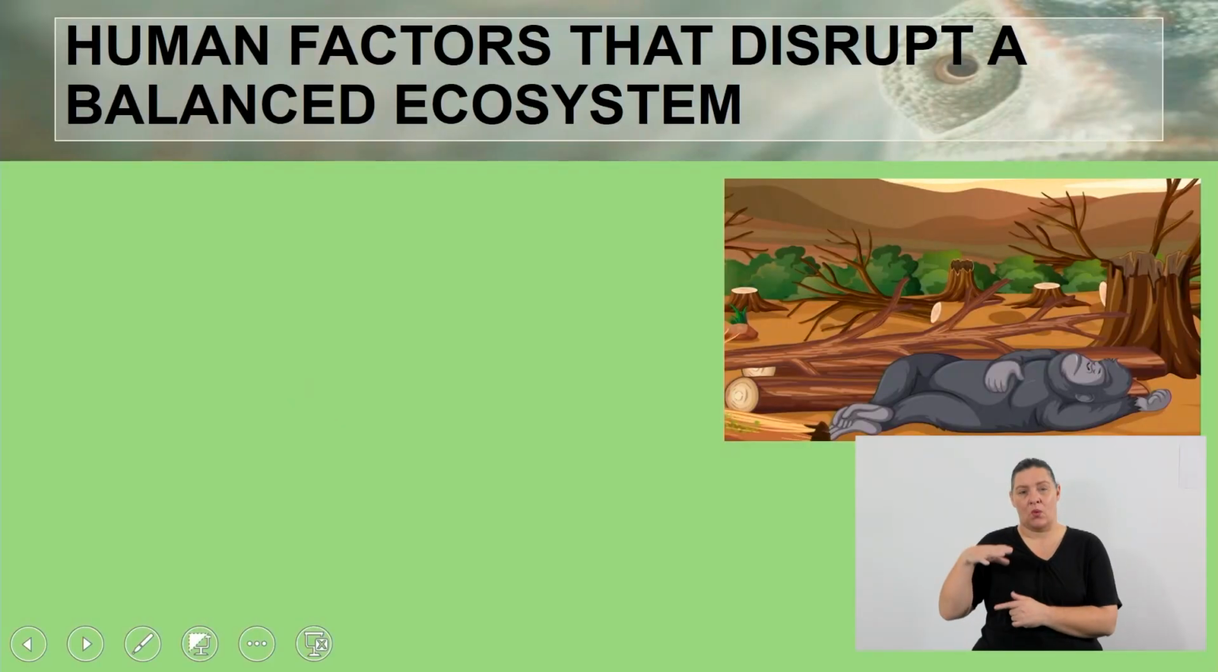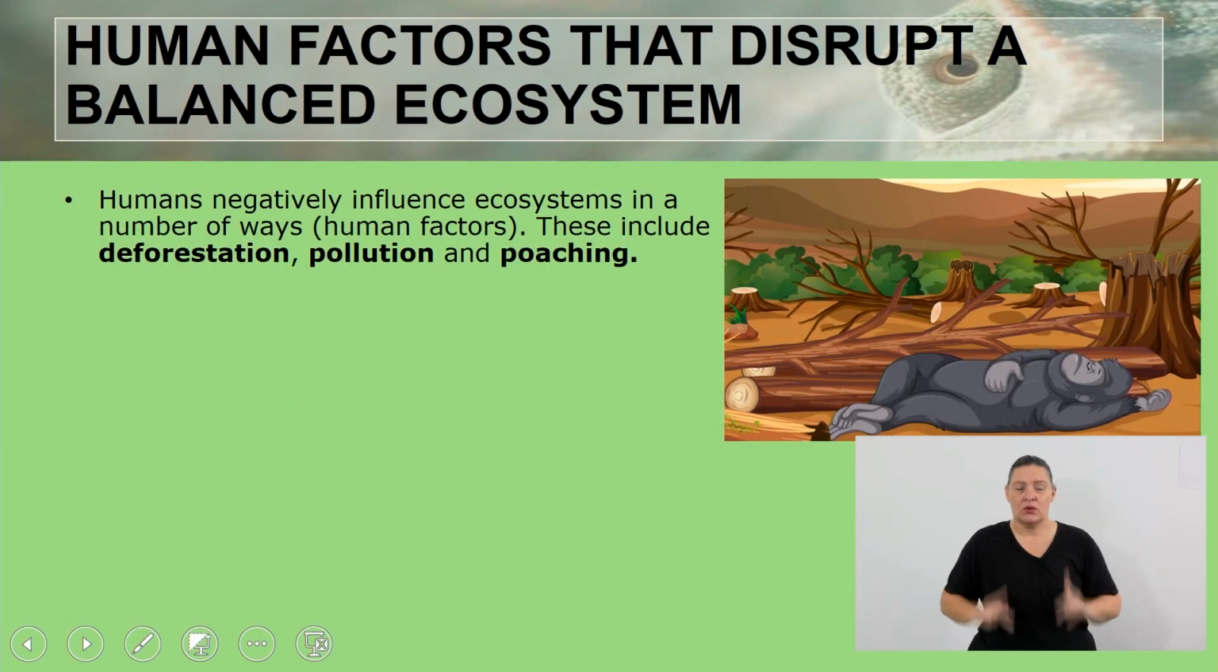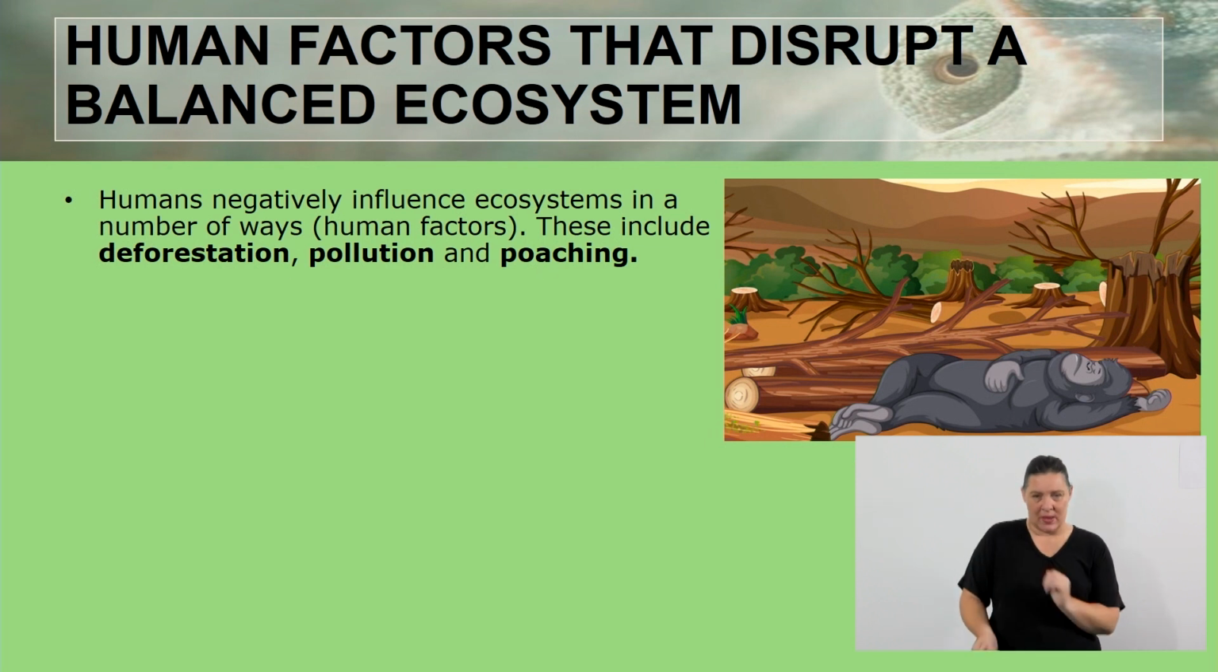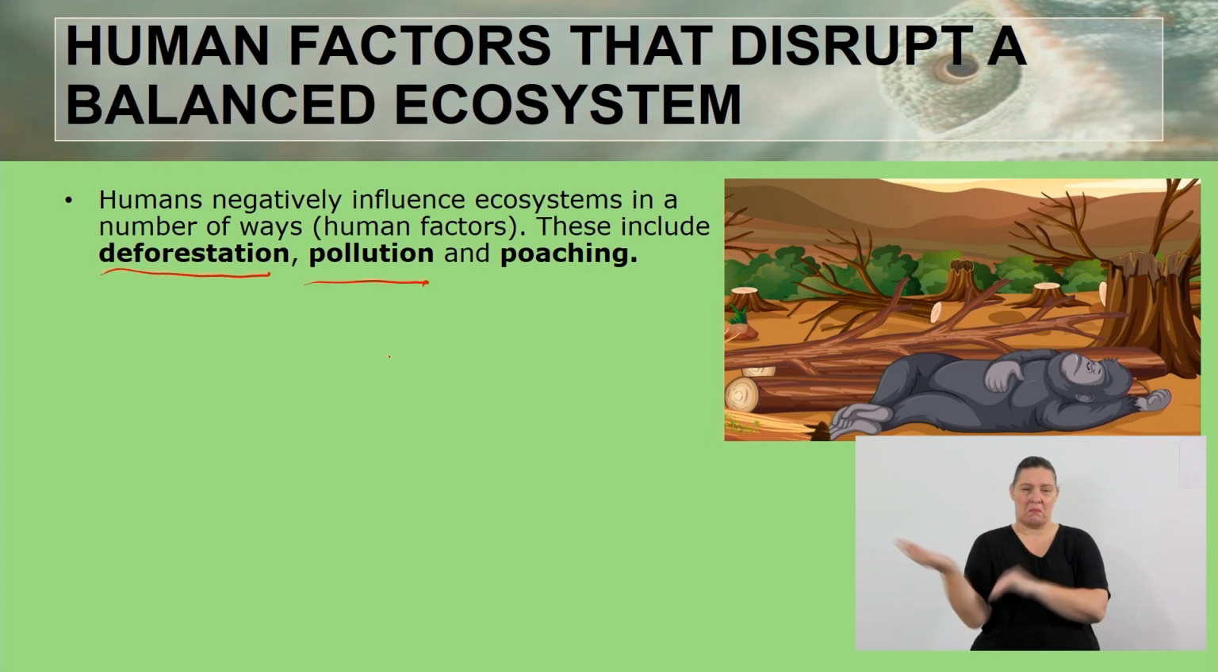Now we are going to look at human factors that disrupt the balance in our ecosystem. Humans negatively influence ecosystems in a number of ways. That is why we call these human factors. These include deforestation, pollution, and poaching.